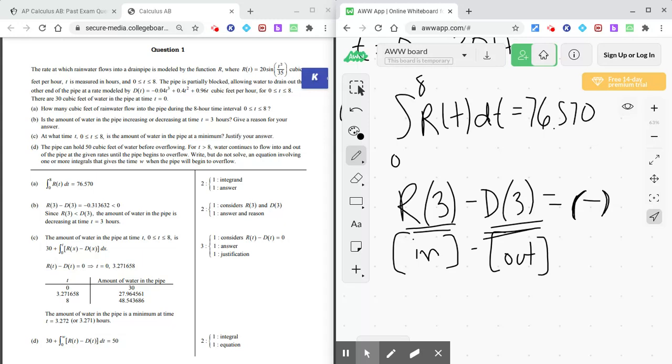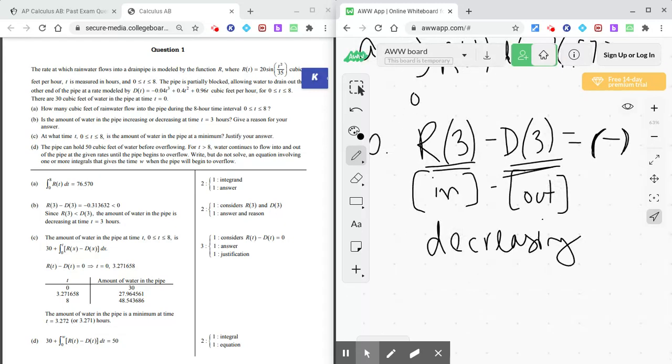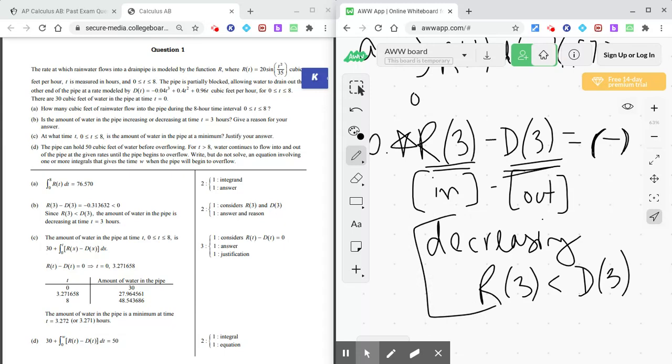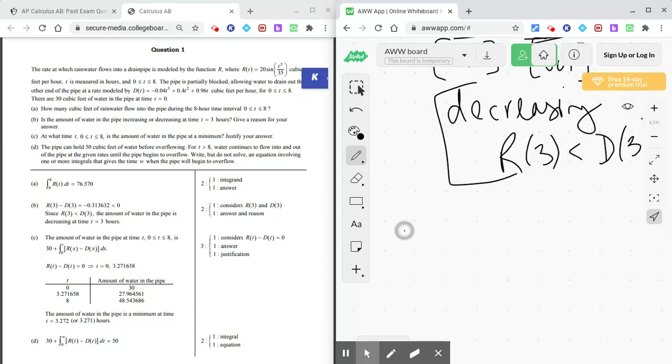Therefore, to answer the question, is the amount of water in the pipe increasing or decreasing? We're decreasing, because r of 3 is less than d of 3. It's that easy. You wouldn't necessarily even have to write it out like this. They do on the answer sheet. You could literally just find the value of r of 3, the value of d of 3, and compare them one to the other. As long as you consider those two values and then talk about this as your reasoning, you're going to get both points for letter B. Let's move to C.